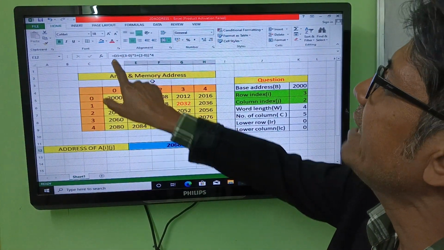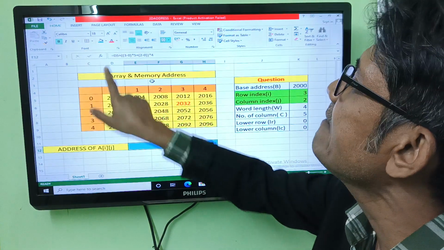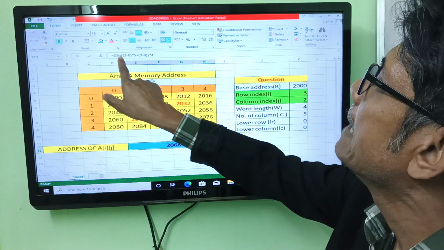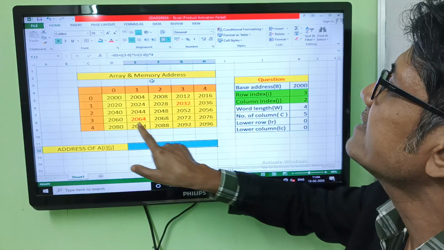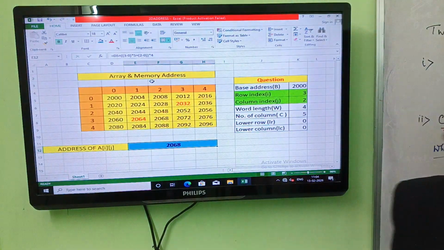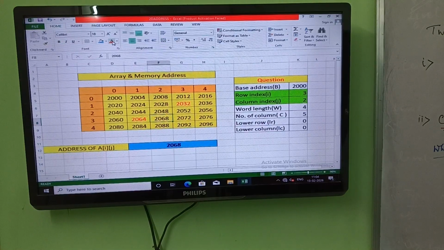So this is D5. D5 means 2000. This is the D5 value 2000 that I have taken. Plus 3, meaning I minus 0. This I minus 0 is the position. Let me highlight this part, then it will be clear. This part, let me highlight.